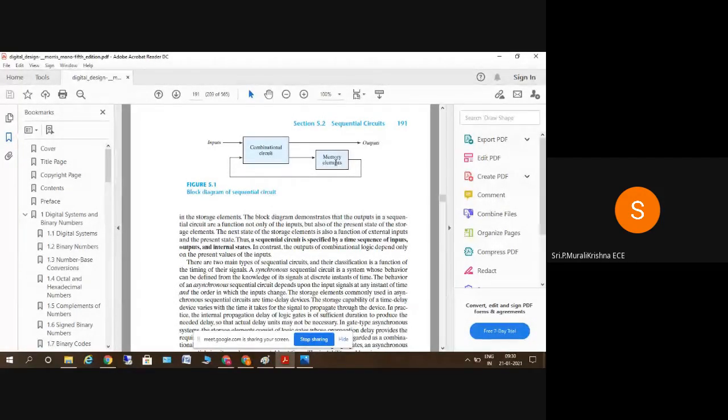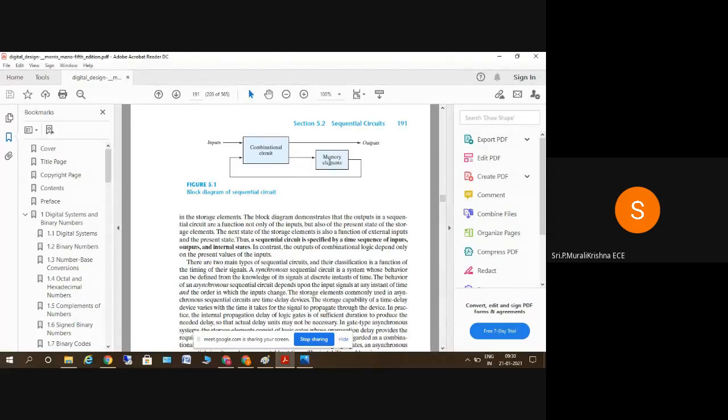Okay, in the feedback path we are using the memory elements. So you can see the difference, right? Earlier it was combinational circuits alone, where the inputs are given and outputs are taken, whereas in the case of the sequential circuit, we are using a memory element. Those memory elements are nothing but the flip flops here. Those memory elements use the feedback path from the output to the input.